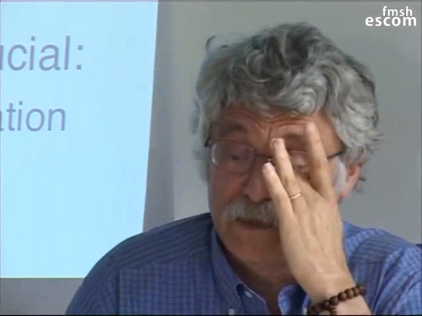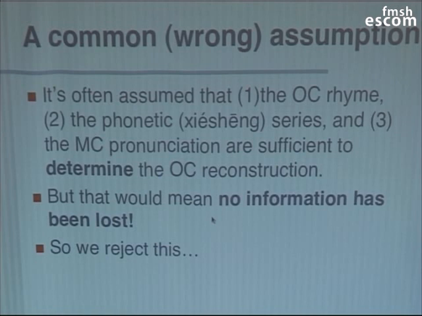One of the constraints on a reconstruction system that we accept is that we have to be able to account for what the Middle Chinese form is. That may seem obvious, but it's sometimes not mentioned. It's sometimes implicit. Now, it's often assumed, I find, that if you have this information on a word, if you know what the rhyme is, and you know what the phonetic series is, and you know what the Middle Chinese pronunciation is, then you ought to be able to give an Old Chinese reconstruction for the form.